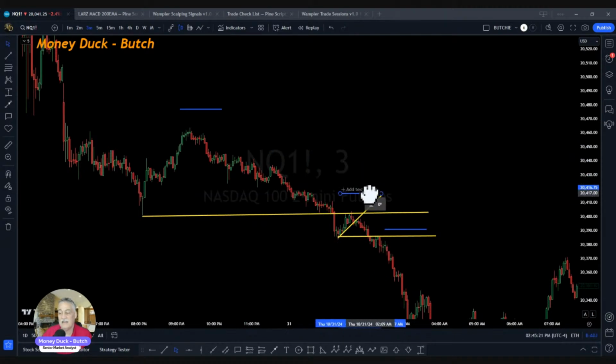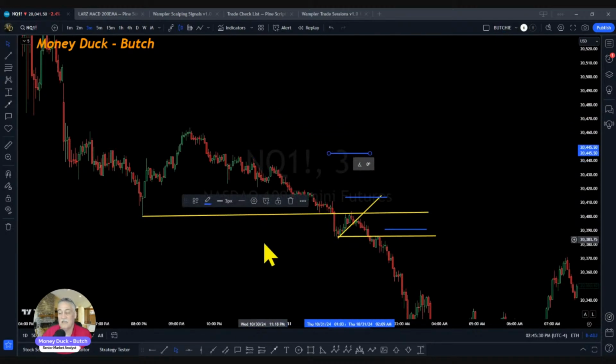The guy that keeps his stop real tight is here, off of this little bounce. The second guy, trader 2, is here, off of that high. I'm back here somewhere. I don't remember, guys. I don't have them marked. I do on platinum. I'll show you that later.